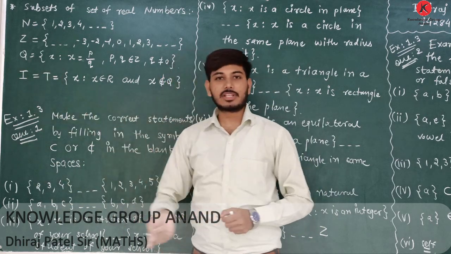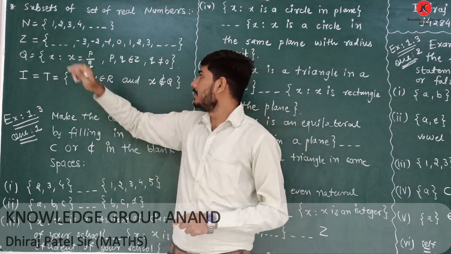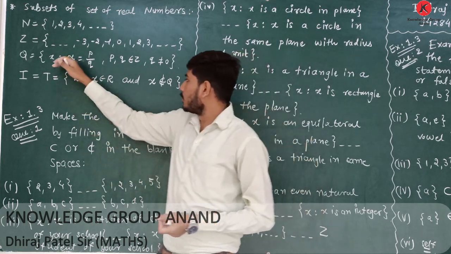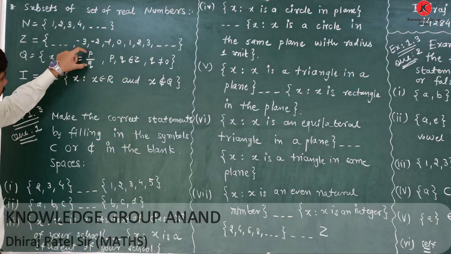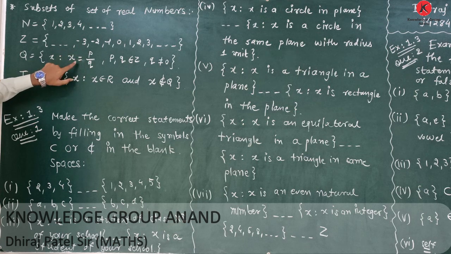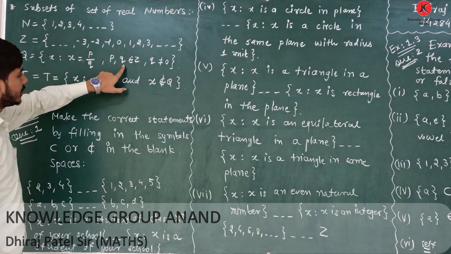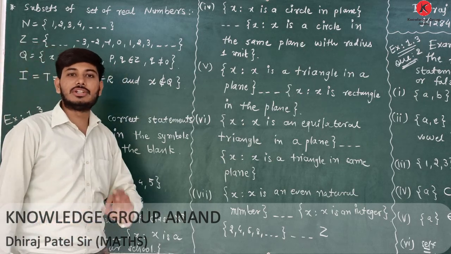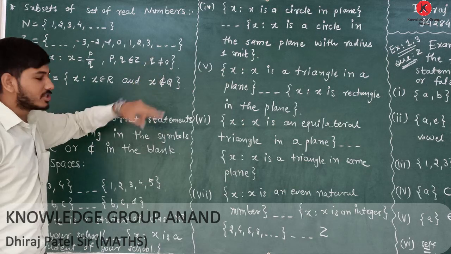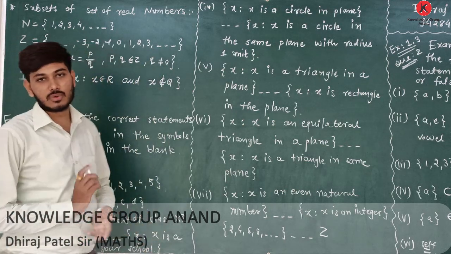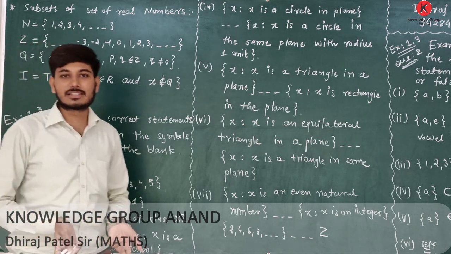We know that the capital N represents the set of natural numbers. It consists of the numbers 1, 2, 3, 4, 5 up to infinity. This is the set of natural numbers. N is equal to 1, 2, 3, 4, 5 up to infinity. Now, the set of integers. Z is equal to minus infinity to minus 3, minus 2, minus 1, 0, 1, 2, 3 up to infinity.